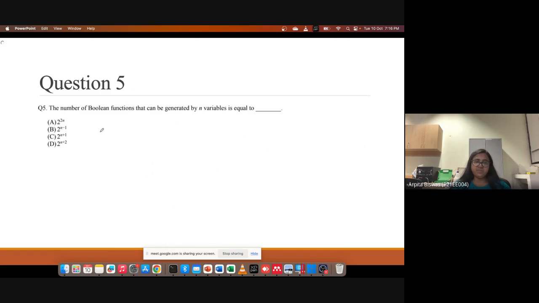So this is question number 5. The number of Boolean functions that can be generated by n variables is equal to... So the options are there: A, B, C, and D. So try to find out the right option. So what is the right answer here?